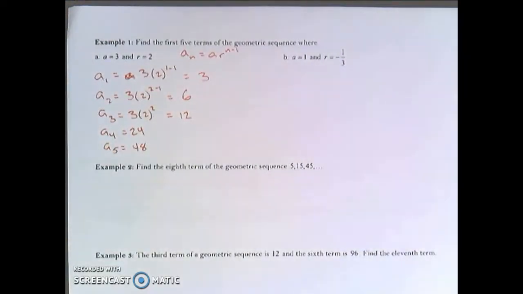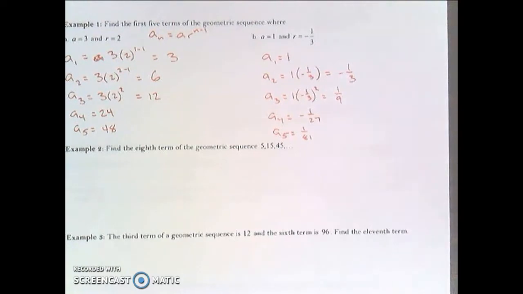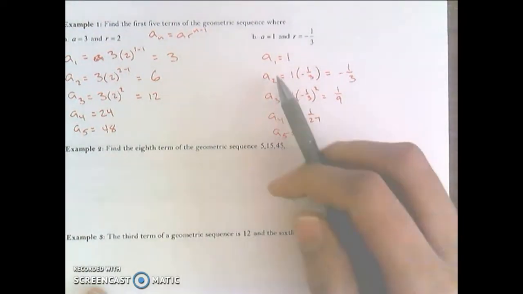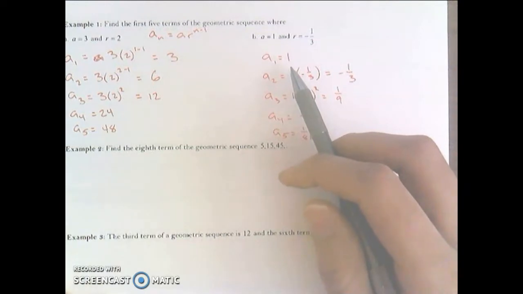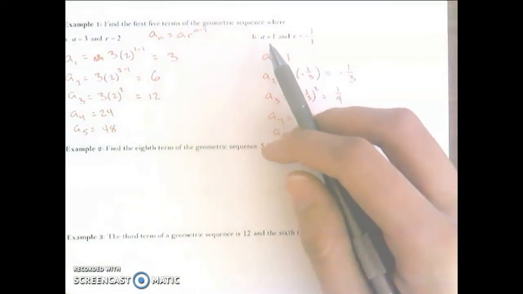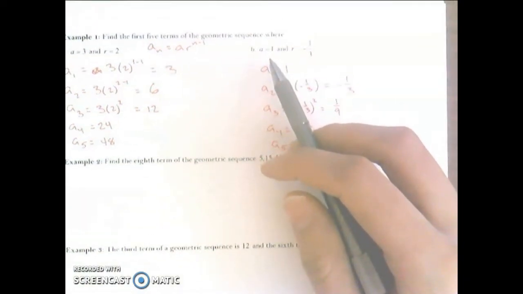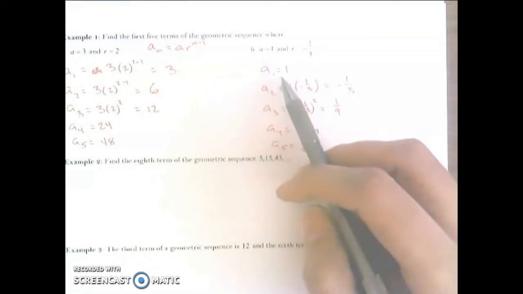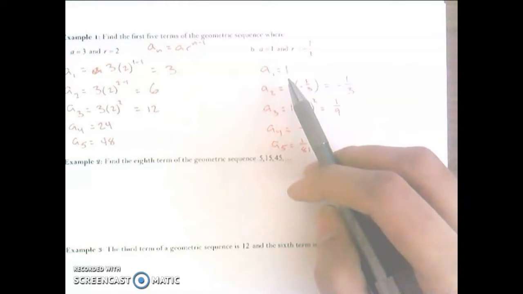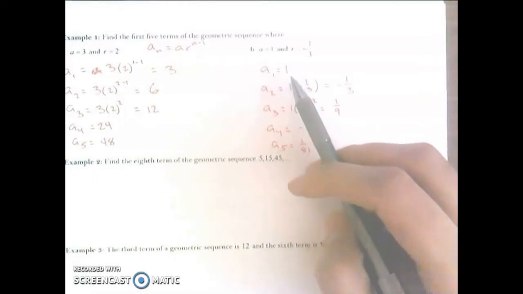Go ahead and try letter B on your own. Pause the video and check your answers in a few moments. All right, here's letter B. A couple things I want to point out. For a1, we know that it's 1 because we're given a equals 1. Remember, a equals 1 tells us our first term in the geometric sequence. So there's no arithmetic required for a1. We know that it's equal to 1.